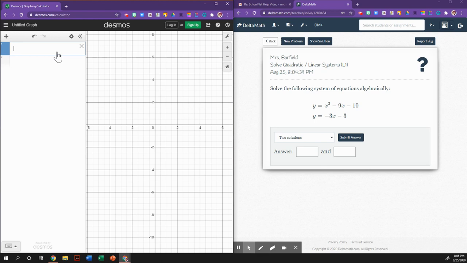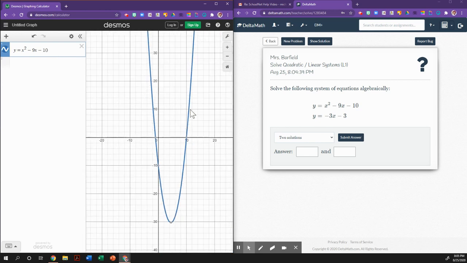So you should remember from Math 2 that a quadratic equation is a parabola. So if you are typing this in and you are not getting a parabola, something might be wrong. So there's my first parabola. So y equals x squared minus 9x minus 10. And now I'm going to type in y equals negative 3x minus 3.